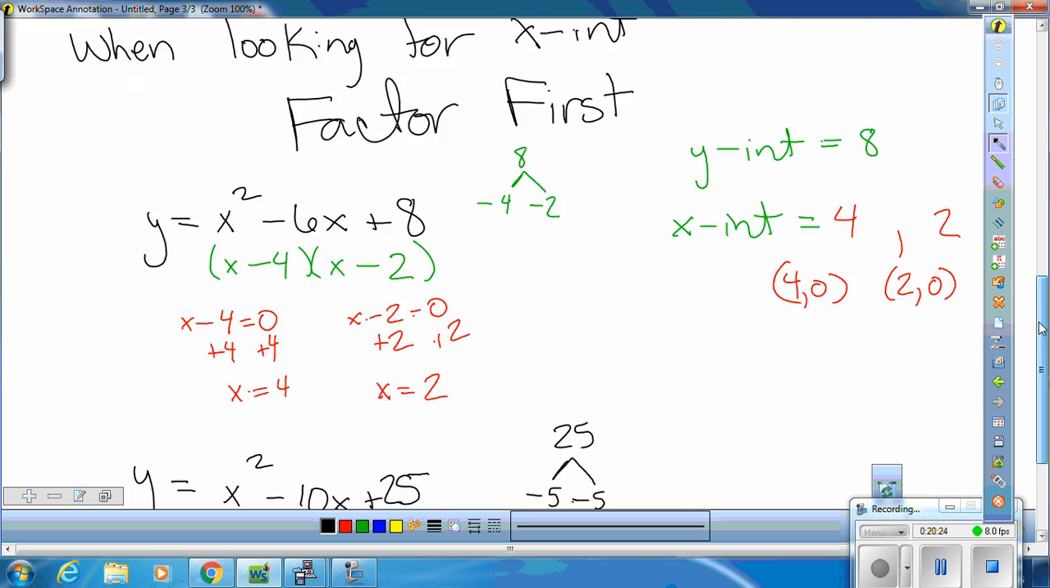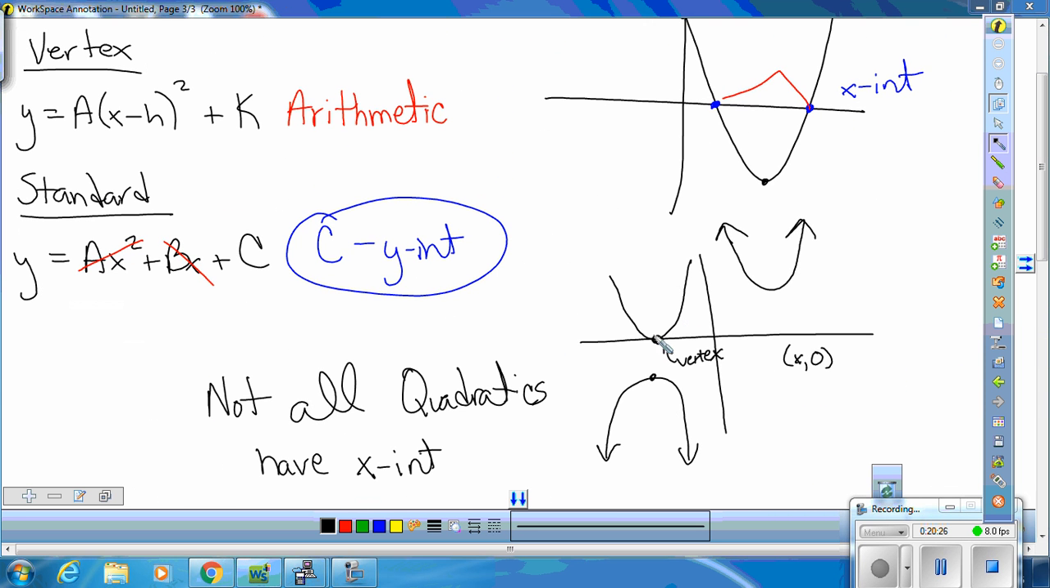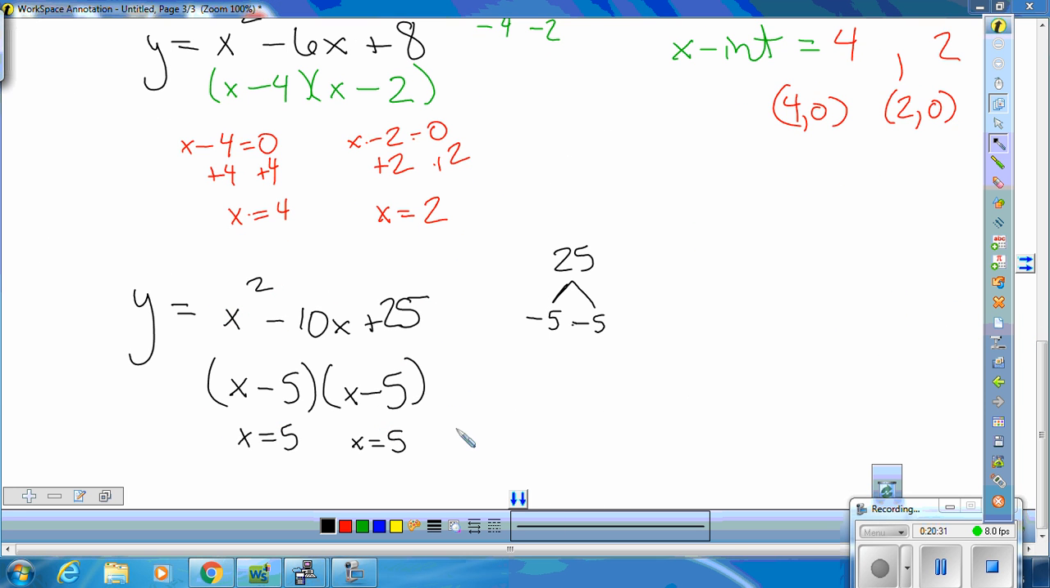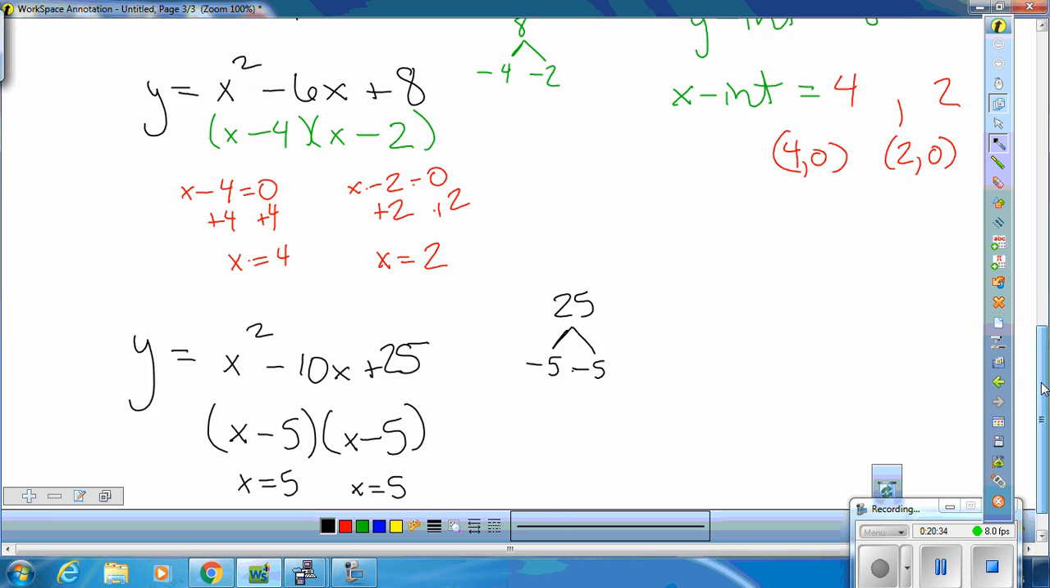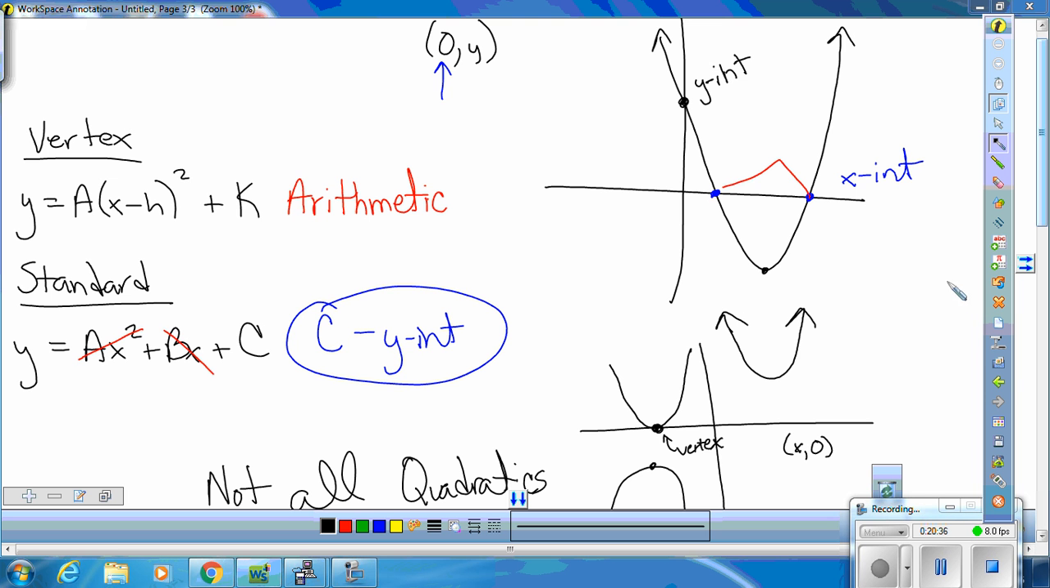So you either have two x-intercepts, you have no x-intercepts, or you have one repeated x-intercept. It's that vertex. It's hitting it in that one point. But this is some information about your x-intercepts.